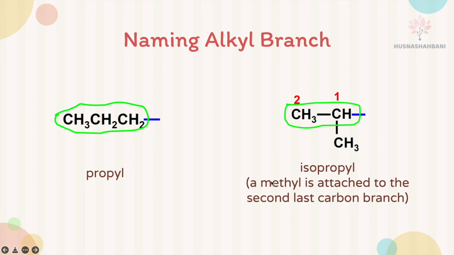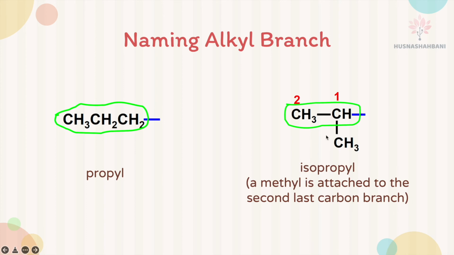If a methyl is attached to the second last carbon branch, because this total number of carbon only 2, means this is the last carbon. If you have until 5, the second last is carbon number 4. Here only 2 carbons in total, carbon 1, carbon 2. So the second last carbon is carbon 1. If a methyl is attached to the second last carbon that is attached to the parent, the name is iso.